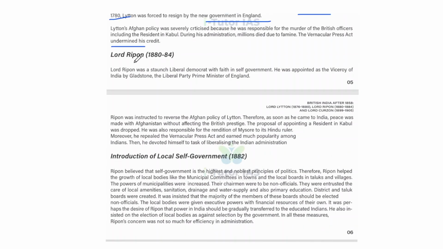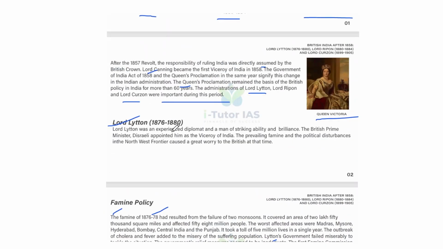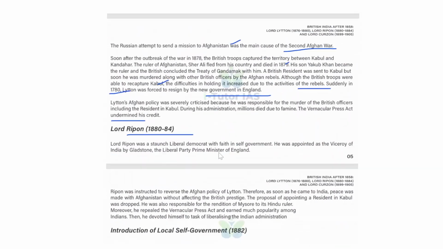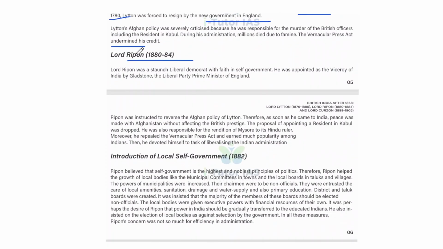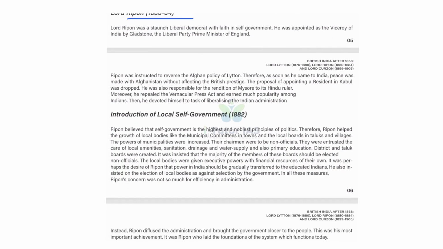And next is Ripon, Lord Ripon. The time period of Lord Ripon is after Lord Lytton, that is 1880 to 84. Okay, 1880 to 84. And Lord Ripon was a staunch liberal democrat with the faith in self government. He was appointed as the Viceroy of India by Gladstone, the Liberal Party Prime Minister of England. And Ripon was instructed to reverse the Afghan policy of Lytton.